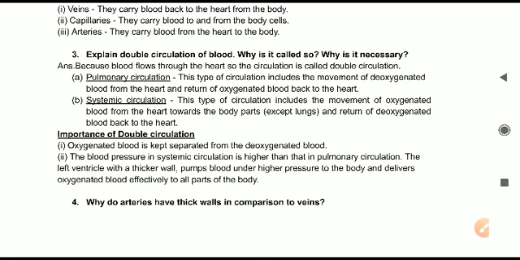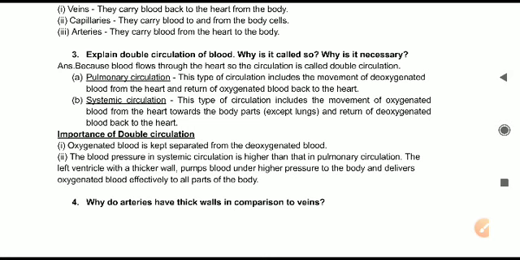So deoxygenated blood moves from the heart to the lungs. There it absorbs the oxygen and comes back to the heart in the form of oxygenated blood. So in pulmonary circulation, only the blood is moving from the heart to the lungs and lungs to the heart. That is only what is happening in pulmonary circulation.